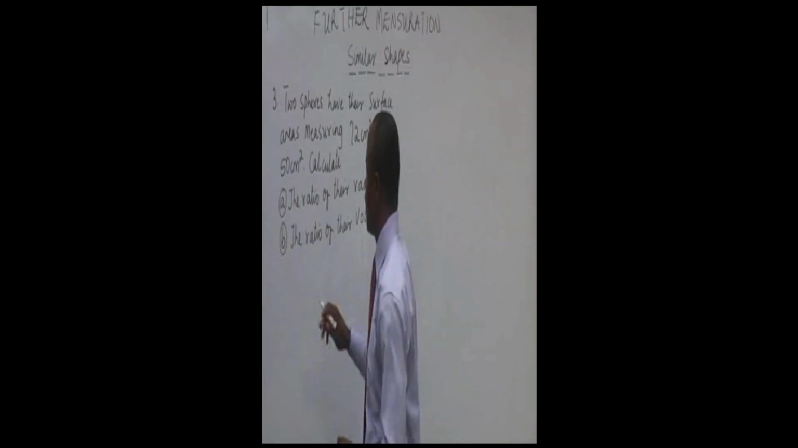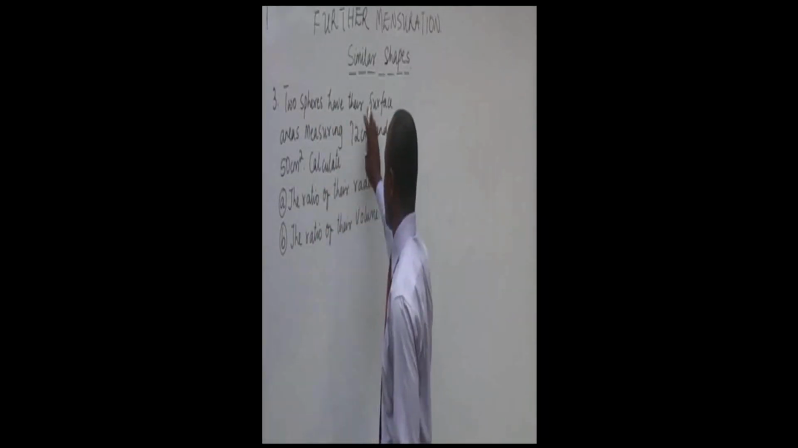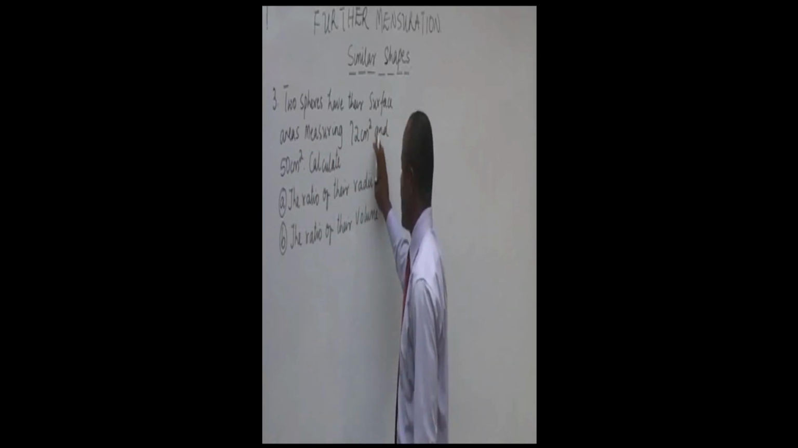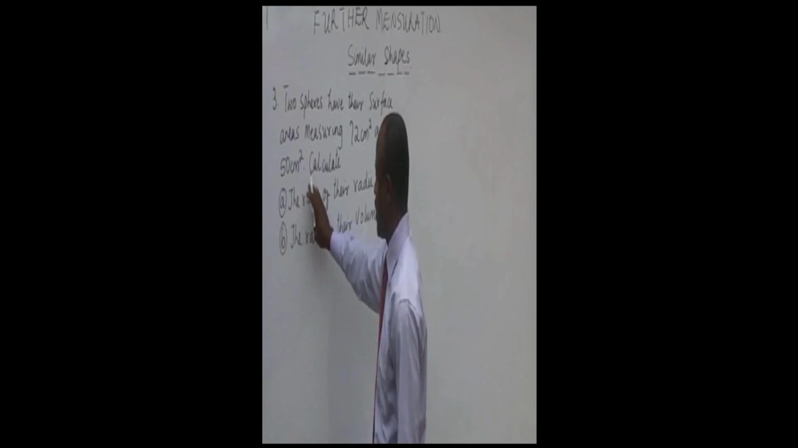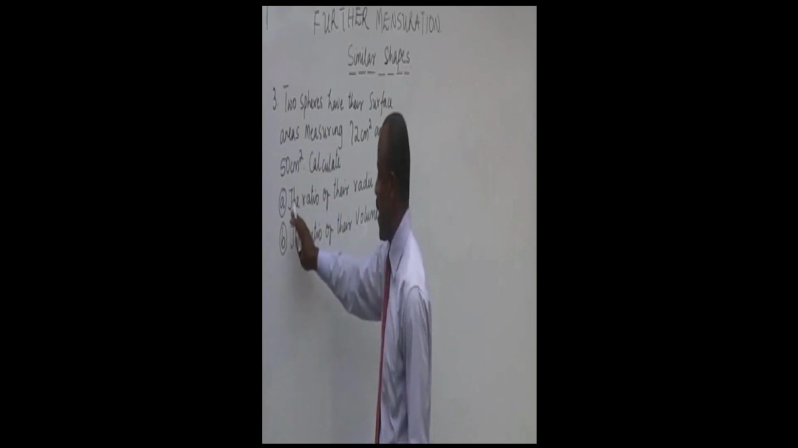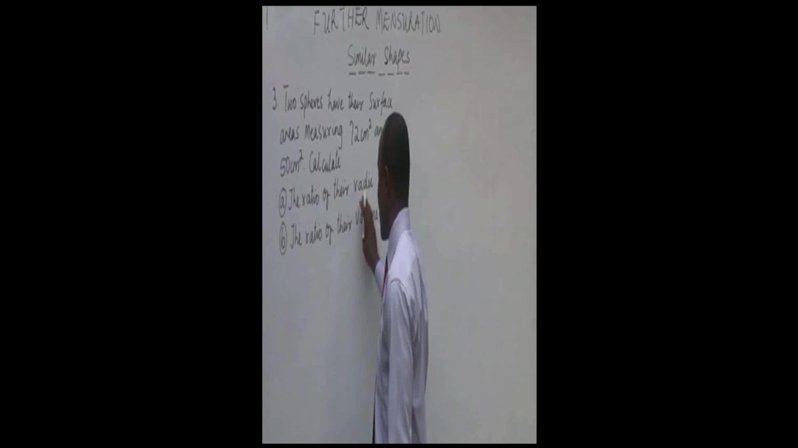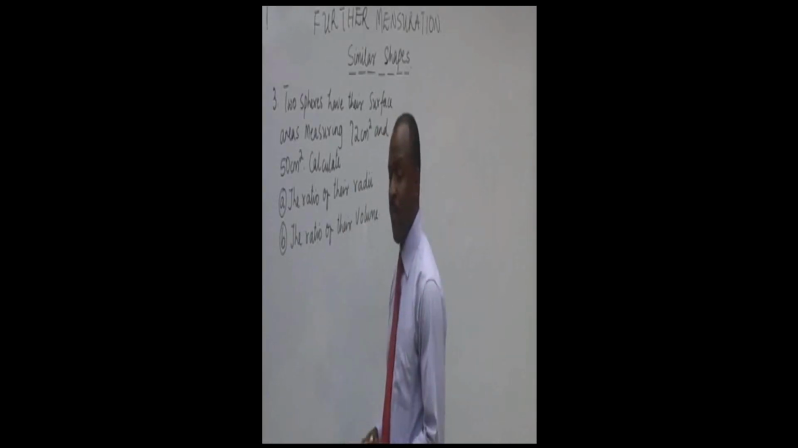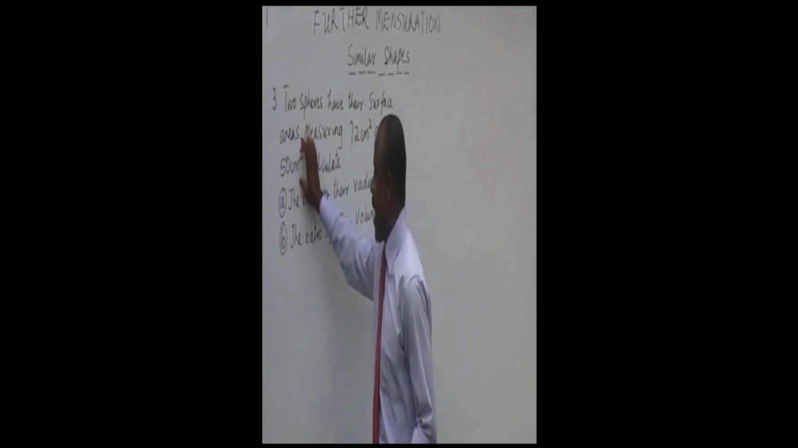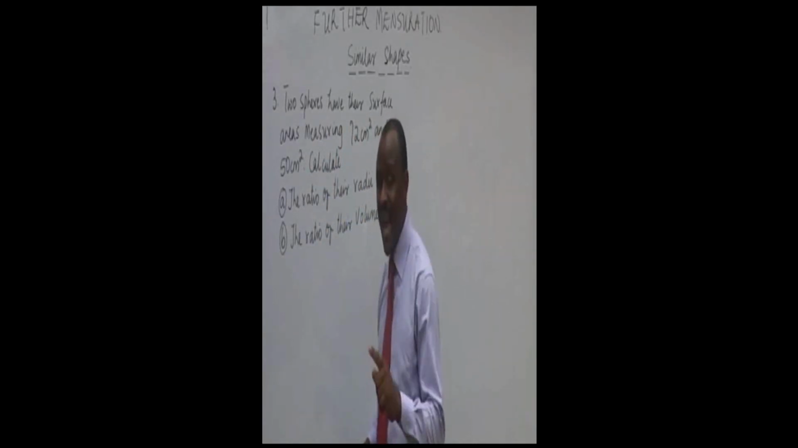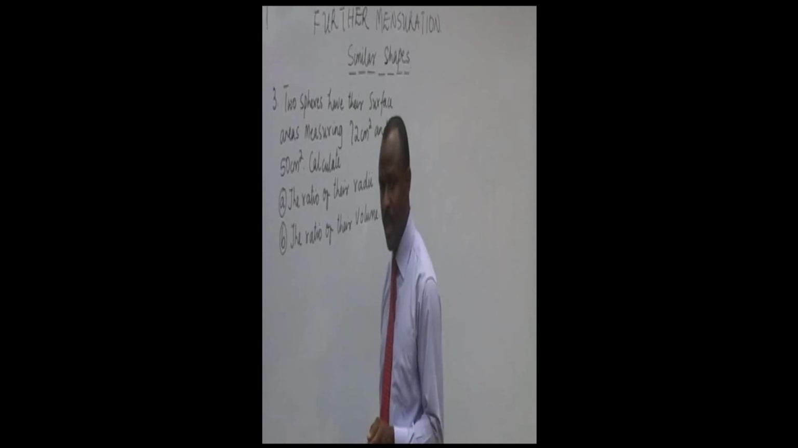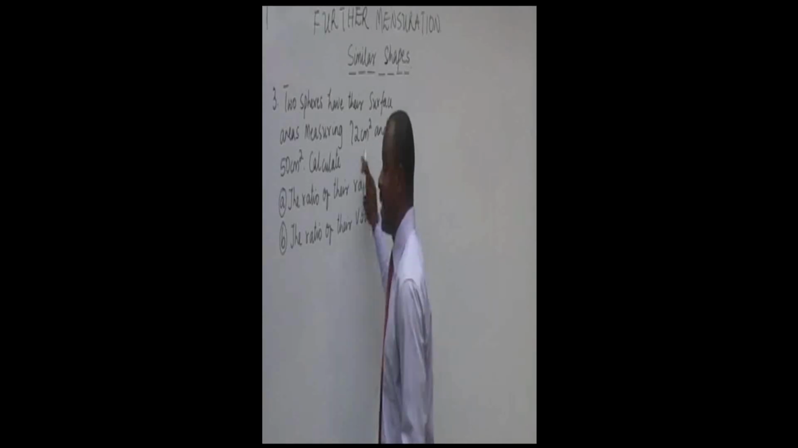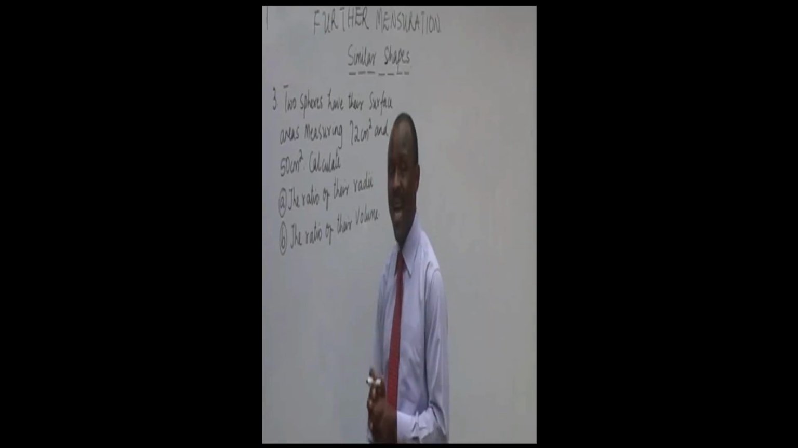Question number 3 says, two spheres have their surface areas measuring 72 cm squared and 50 cm squared. We are now asked to calculate A, the ratio of their radii, and B, the ratio of their volumes. The area has r, radii times 2, that is what gave you the square you saw in their units.